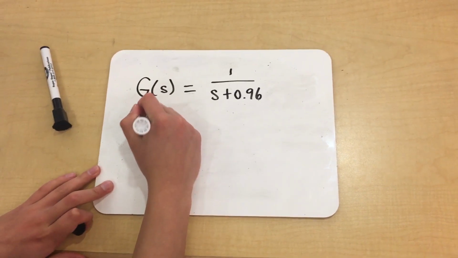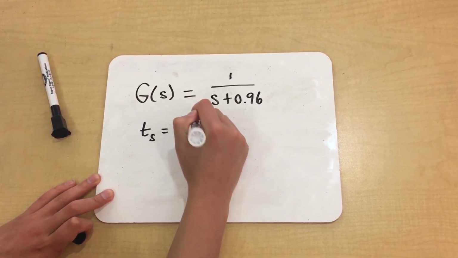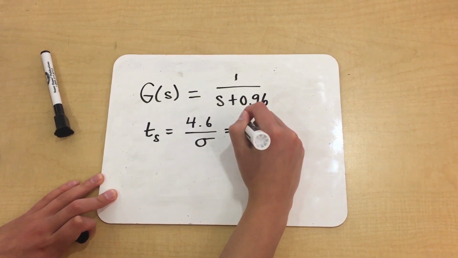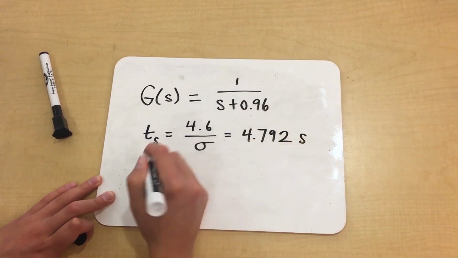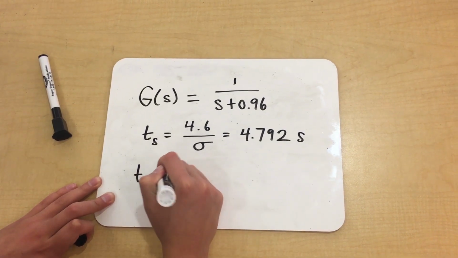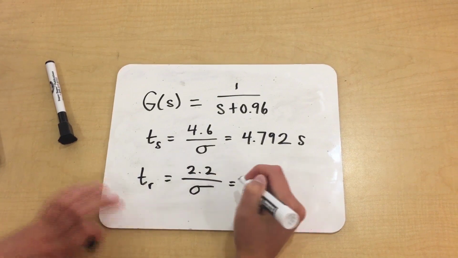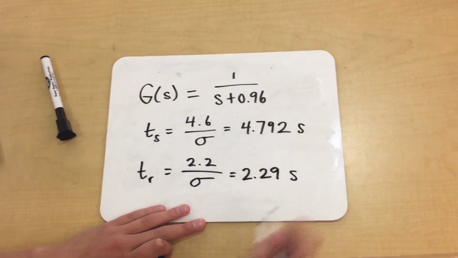We found that there were two poles for this system, at 0 and at 0.96. Therefore, this system can be modeled as a first-order system. The dominant pole is at 0.96, which corresponds to sigma. This means the settling time is equal to 4.792 seconds, and the rise time is equal to 2.29 seconds.